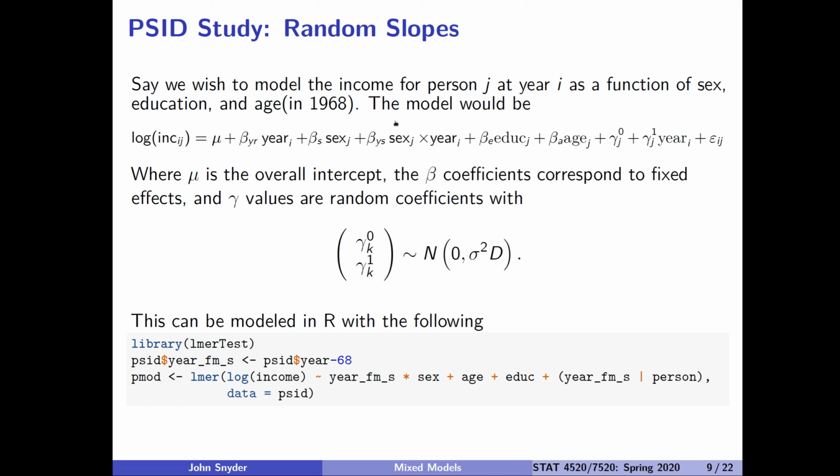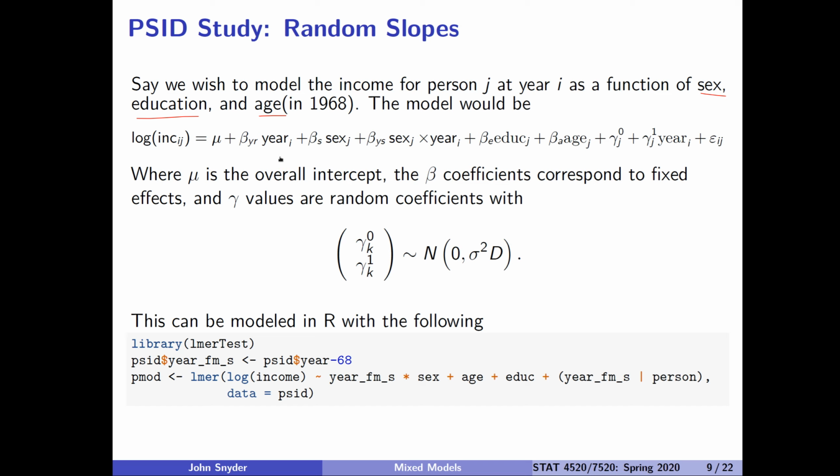So let's say we wanted to model the income for individuals, and we are going to use j as an individual index. So it's going to be person j, and then we're going to say at year i. And maybe we think the income for person j at time i is going to be a function of their sex, how much education they have, and what their age was. And this is at the beginning of the study only. So as you go through the years, the age variable is not increasing. It's just how old they were when they first entered the study.